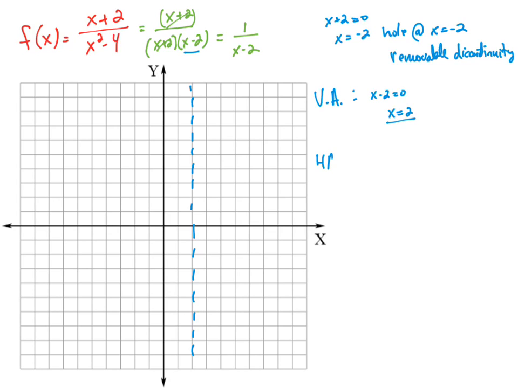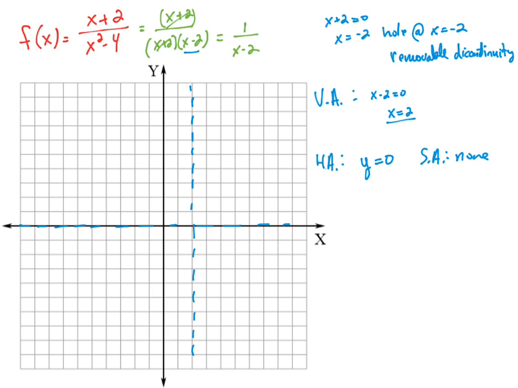For the horizontal asymptote, if there is one, well, this time we'd say that the degree of the numerator is less than the degree of the denominator. So that tells us we have a horizontal asymptote at y is equal to 0. That means there is no slant asymptote.